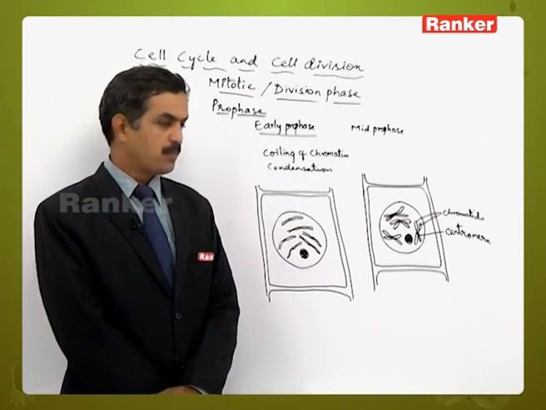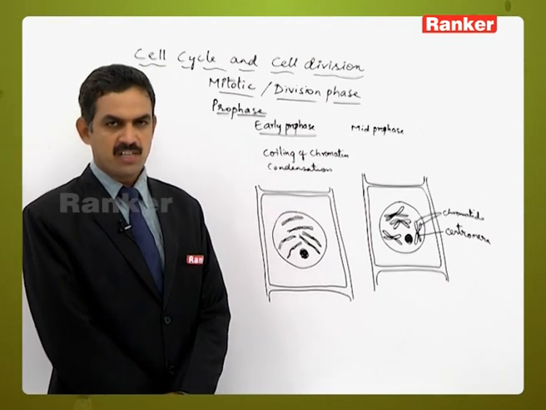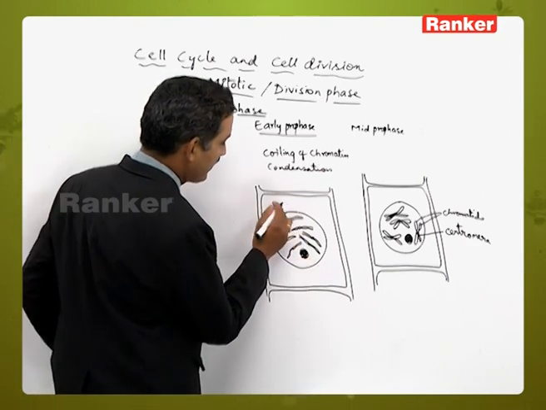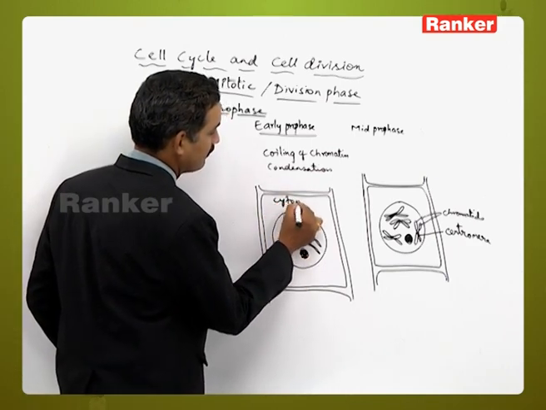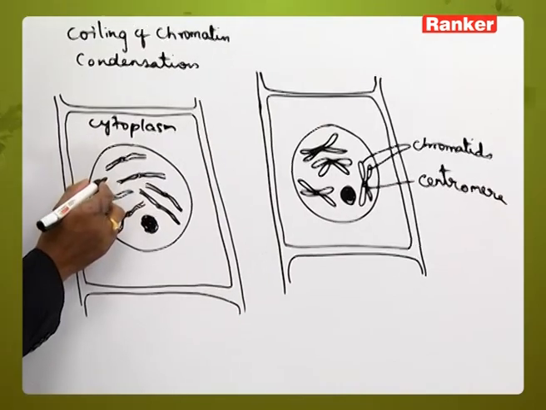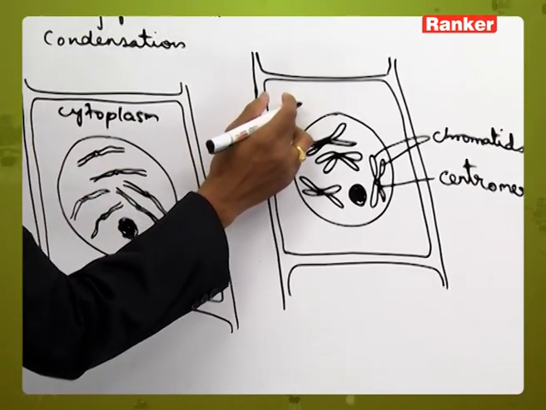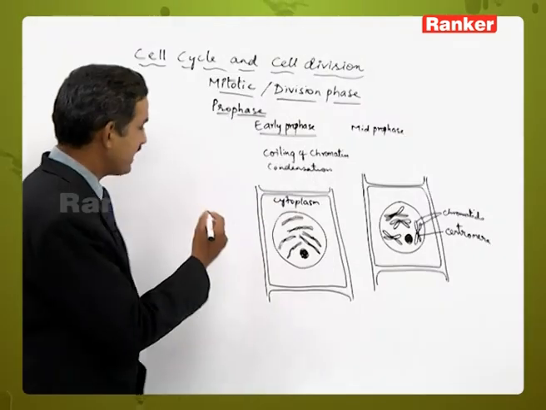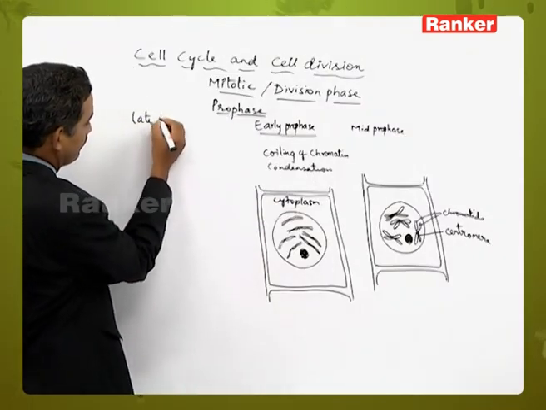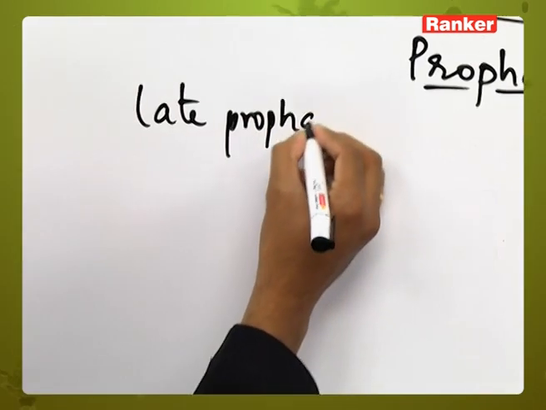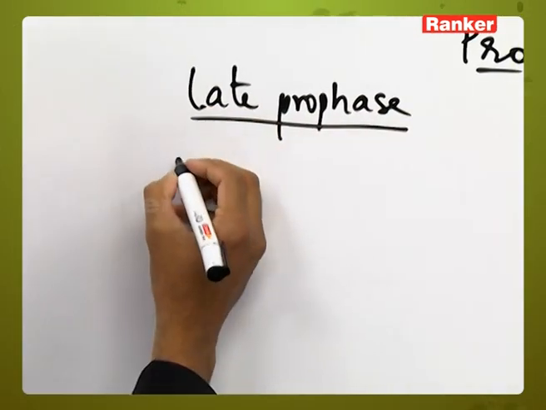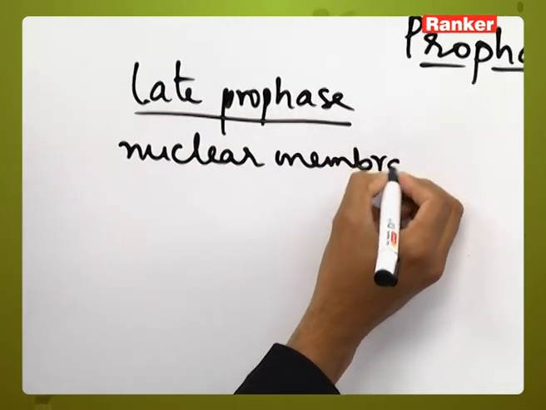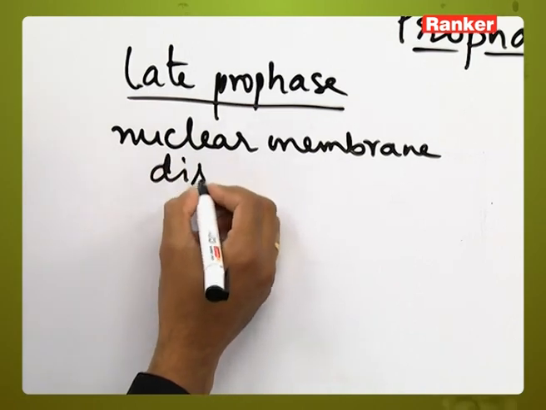Then during the late prophase, further changes take place. Before going to the late prophase, here we can clearly differentiate the cytoplasm from the nucleoplasm, because of the nuclear membrane. But here in the late prophase, the nuclear membrane gradually disappears.